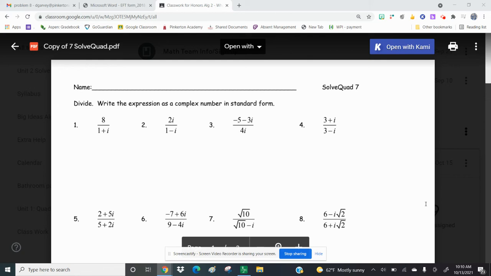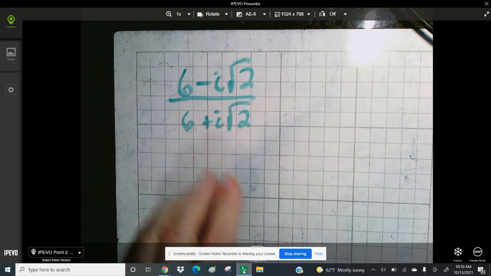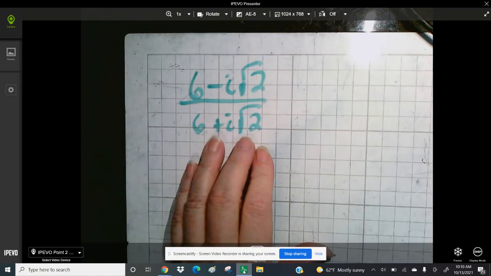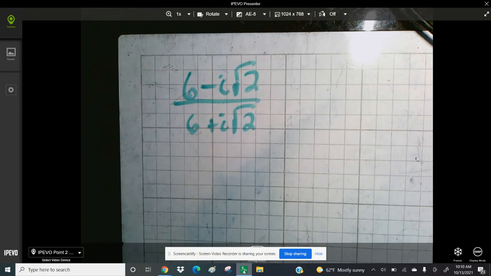All right, so this is solve quad 7, number 8. 6 minus i square root of 2 all over 6 plus i square root of 2. So you're going to attack this problem just like you would any other problem. There's addition or subtraction in the denominator, so you're going to have to multiply by its complex conjugate.